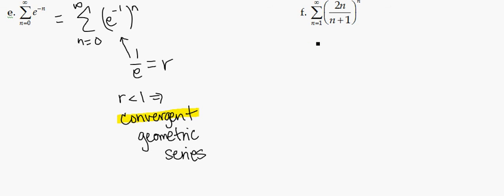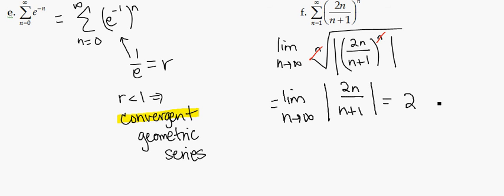Okay, let's look at this last example. We see that this limit goes to 2, which is greater than 1, so this diverges.